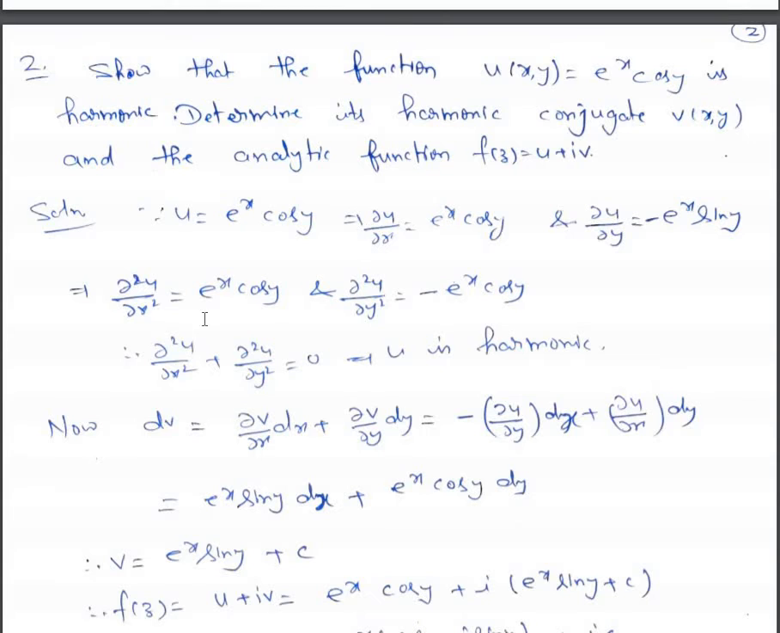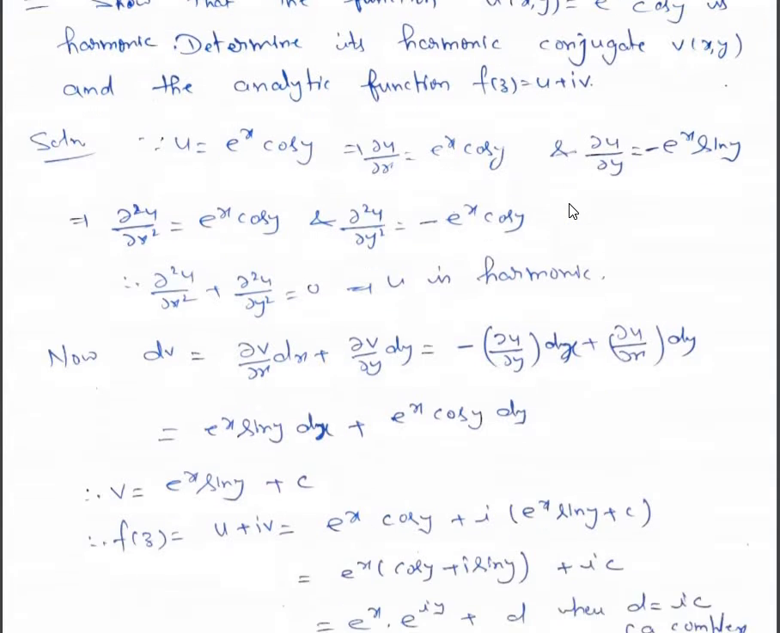Differentiate it again partially with respect to x, we get ∂²u/∂x² is e^x cos y, and ∂²u/∂y² is equal to −e^x cos y. So if we add these two expressions, we get ∂²u/∂x² + ∂²u/∂y² = 0. That means u is harmonic. Now in the second part, we have to determine its harmonic conjugate, that is v, and the analytic function f(z) given by u + iv.